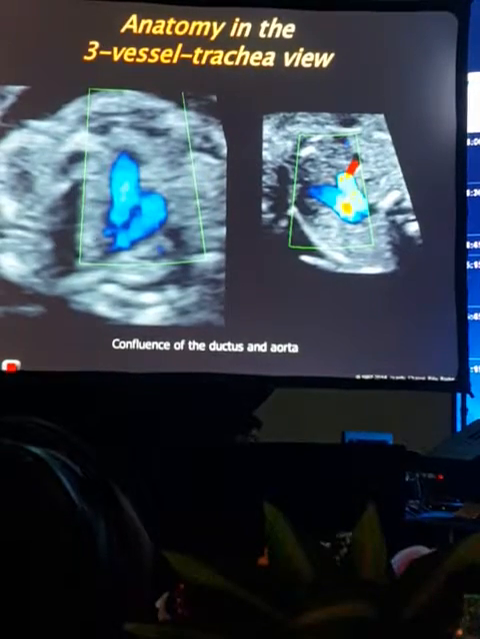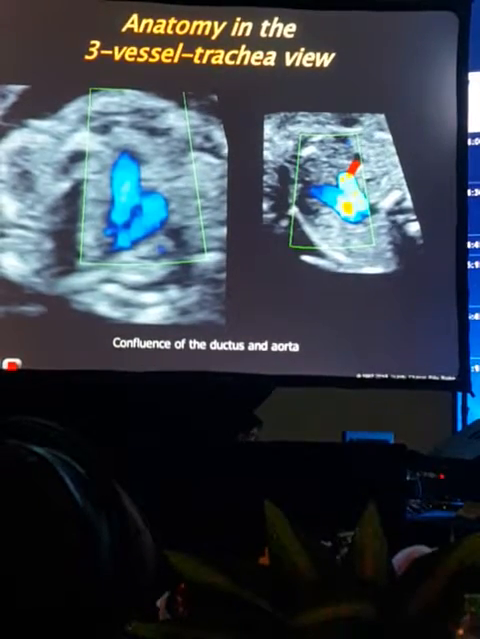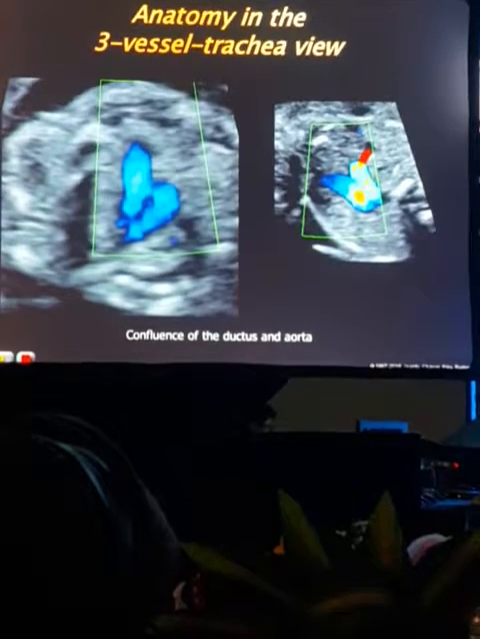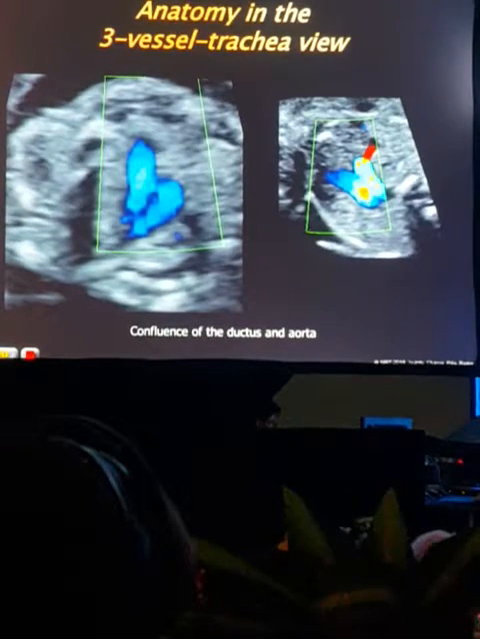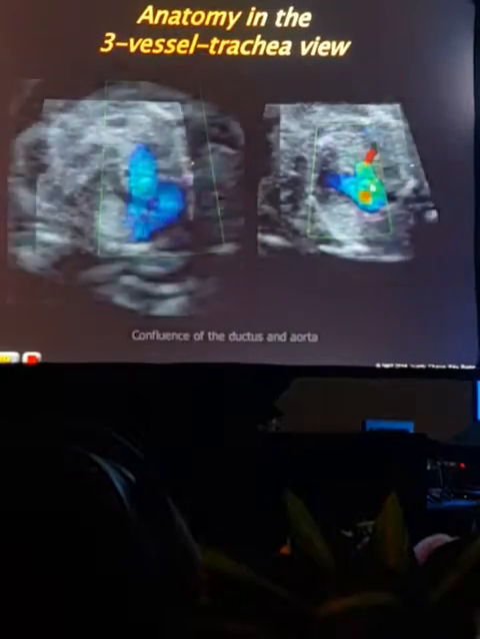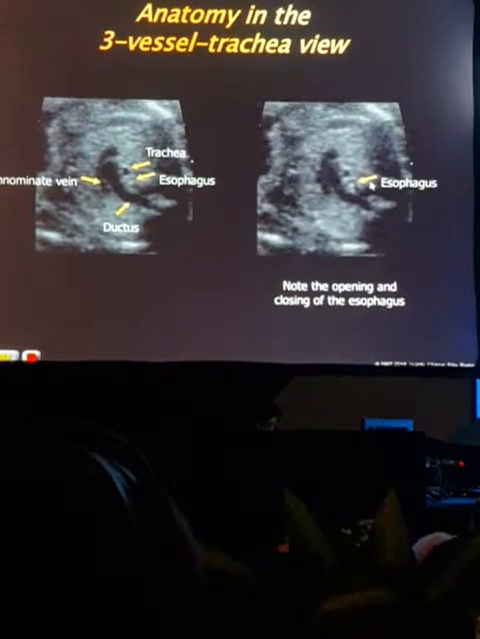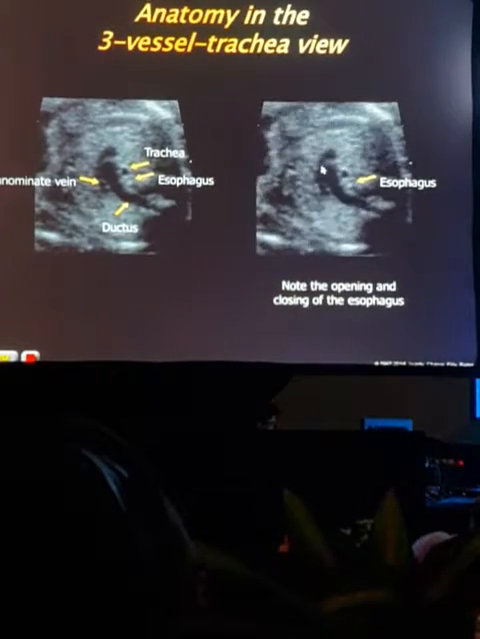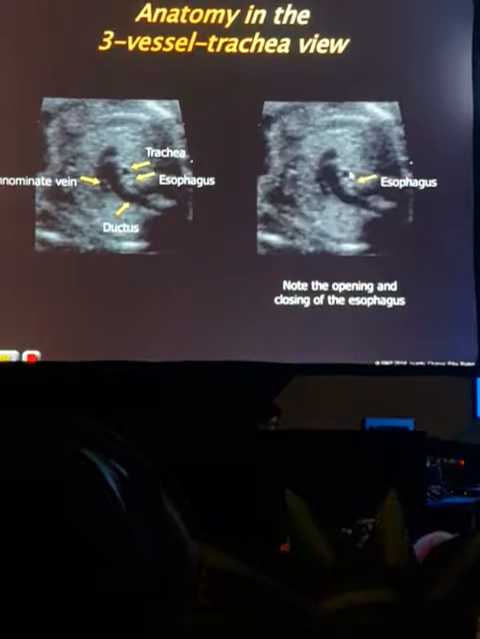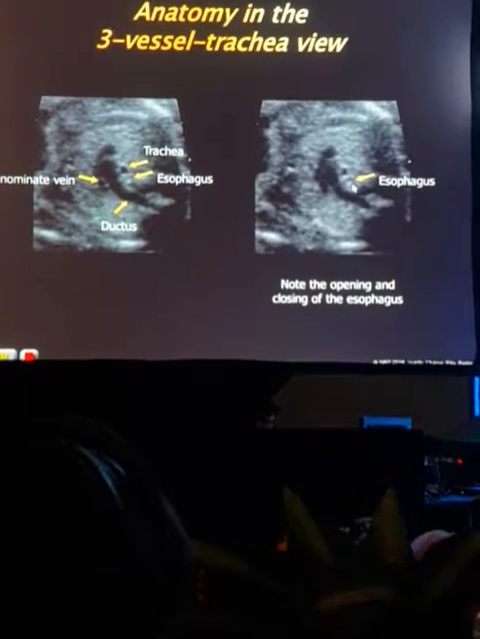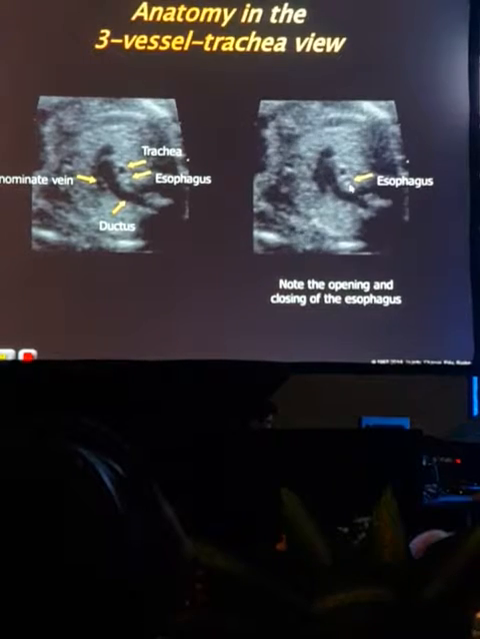Also look for turbulence. If you see some turbulence in the three vessel view, the baby probably has a stenosis in that valve. If you look a little higher, you have the innominate vein, and if you look behind the trachea, you can often see these vessels. It's a normal finding too.